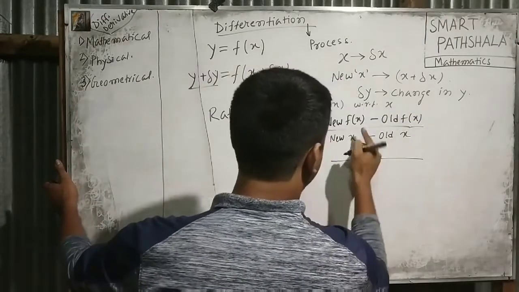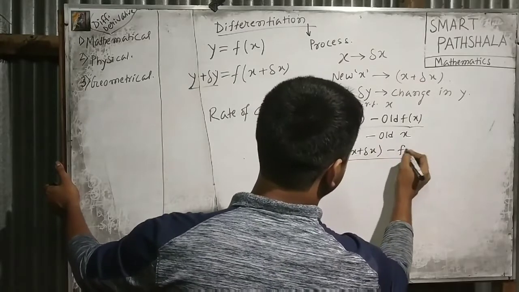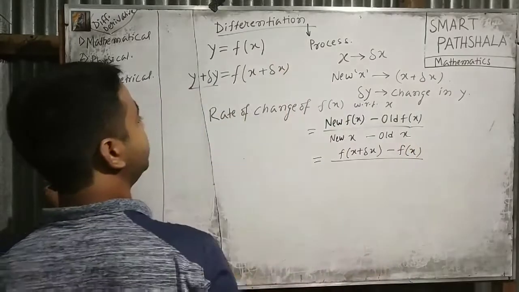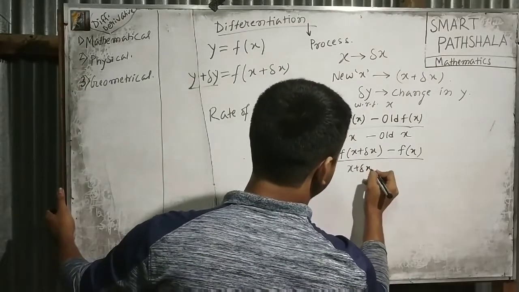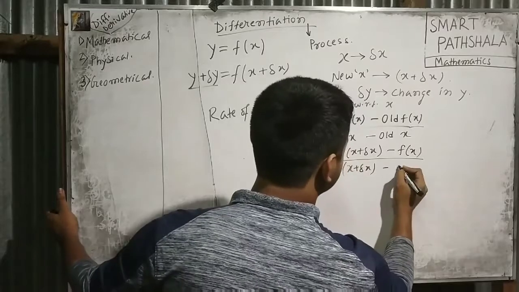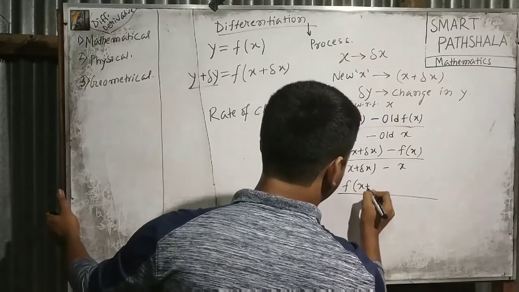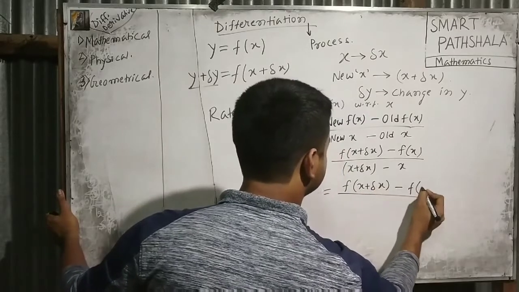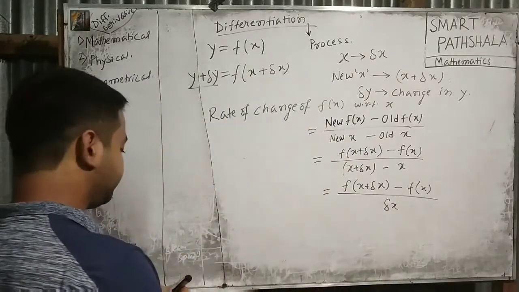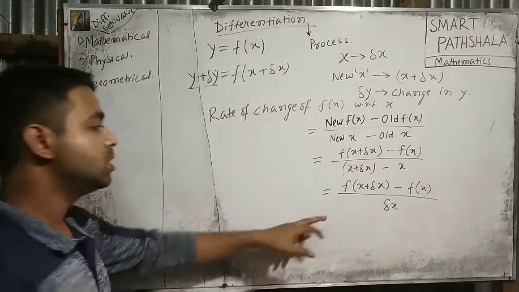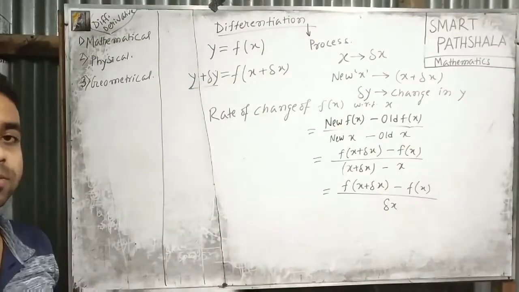That is equal to, so new f of x is f of x plus del x minus f of x. Old x is this one, f of x on new x is this one. So new x is what? x plus del x minus old x is x, and here we can write f of x plus del x minus f of x by del x, right? So this is the rate of change of f of x with respect to x.